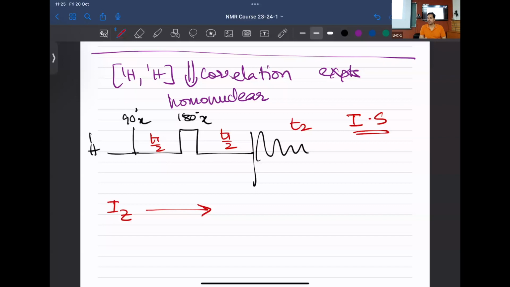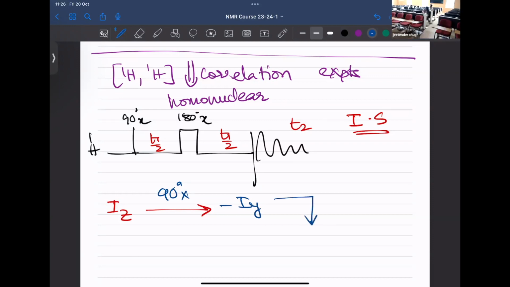Okay, let's get started. I want some of the students to start speaking. Abhay, how would you proceed? So first, with the 90-degree x pulse, it will go to -Iy, right? Correct. That was easy. Then what happens? And it's tau, 180, tau. Therefore, chemical shift won't evolve and scalar coupling will.